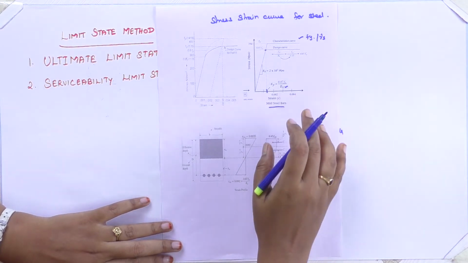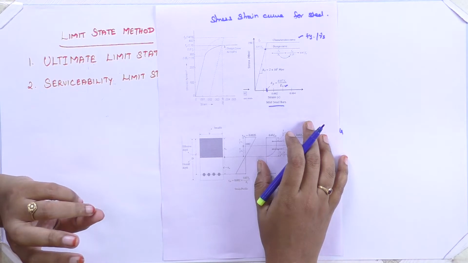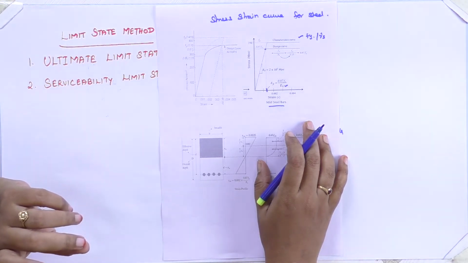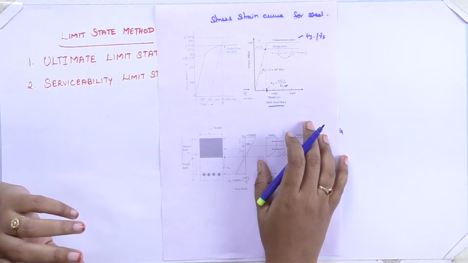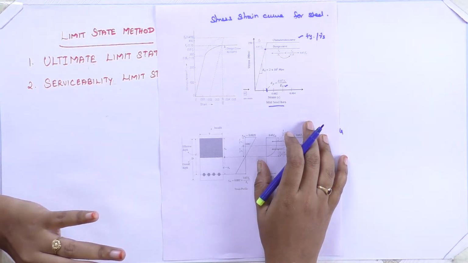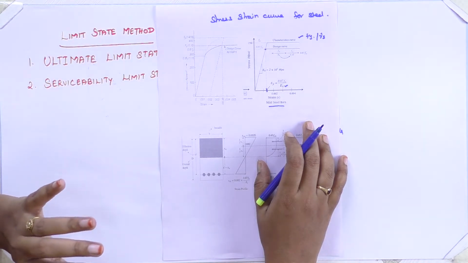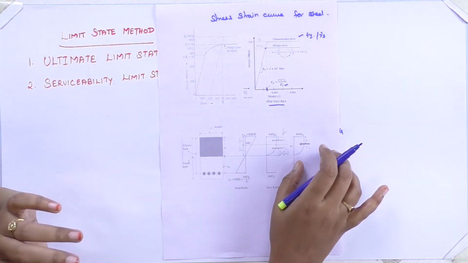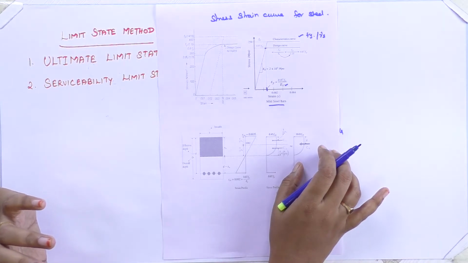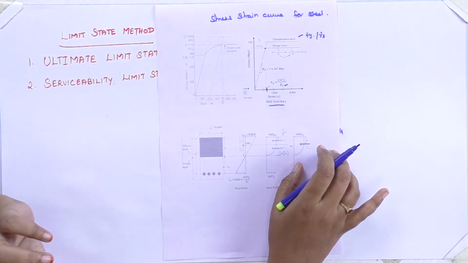Okay. These are some of the terminologies: mainly the characteristic strength, characteristic load, the partial safety factor for the material for concrete and steel, and the partial safety factor for the loads. That is, when you have a combination of loads occurring in your structure, the dead load, live load and wind load, we can have a partial safety factor for that also. Okay. Now we are going to see the analysis of the limit state method. We are going to see the stress block parameters today.